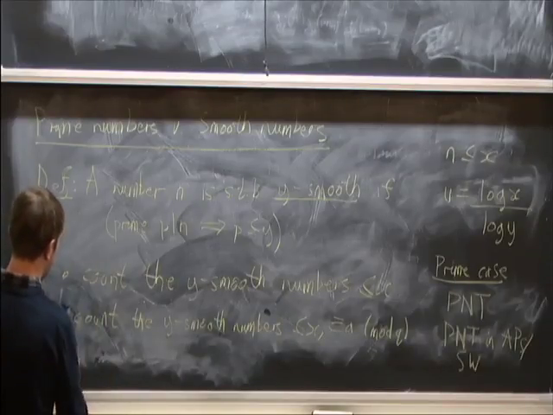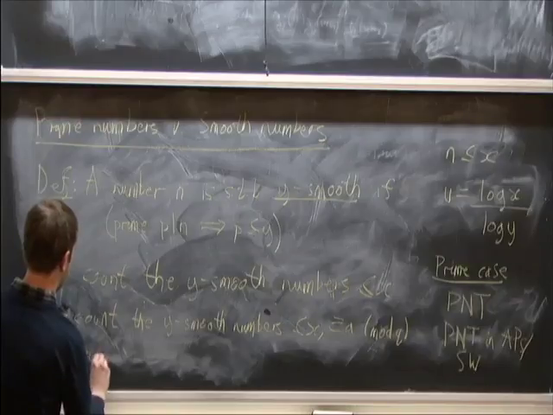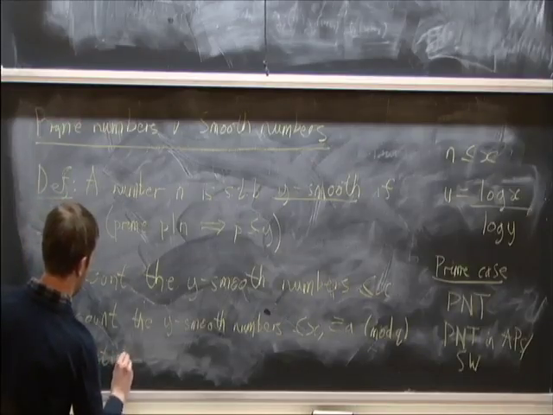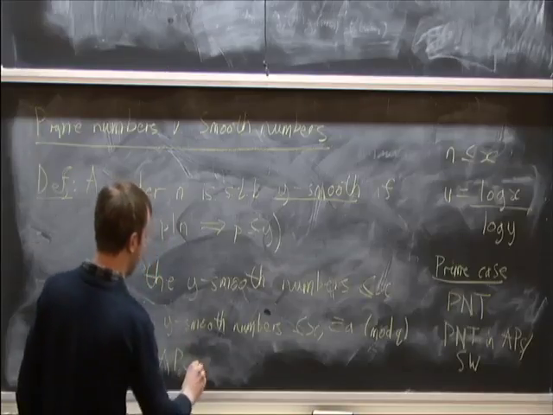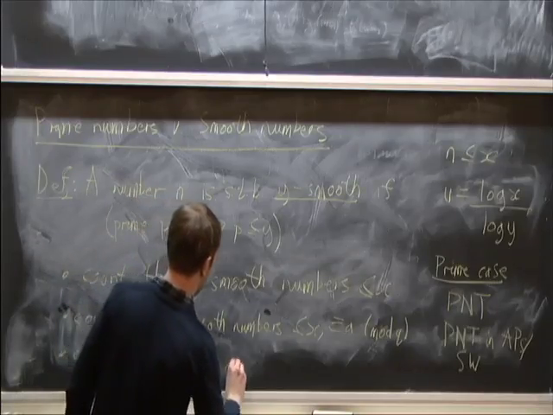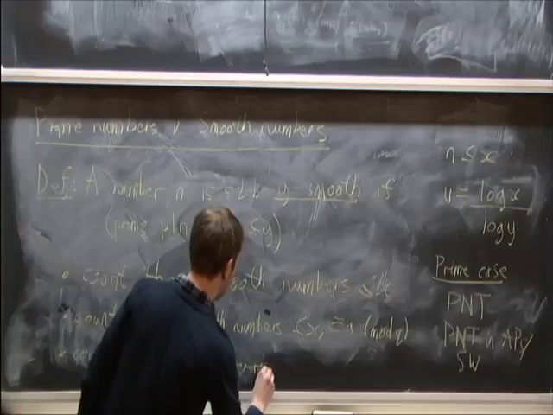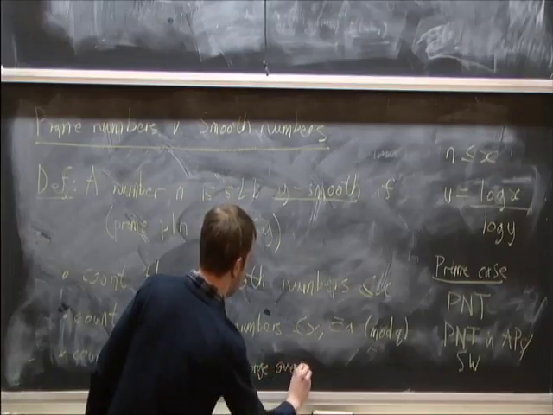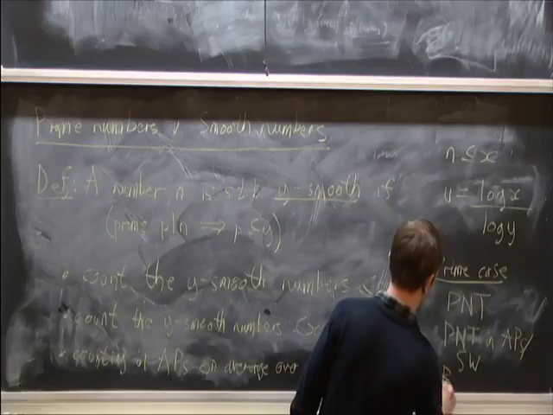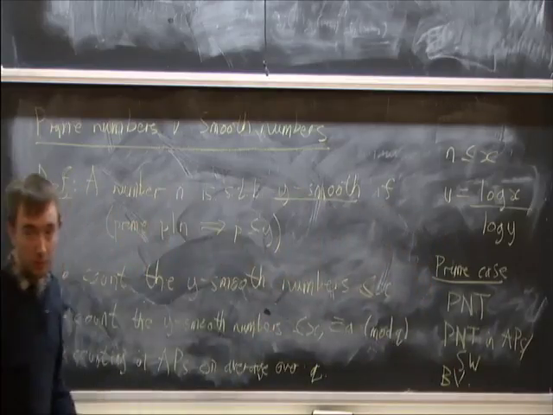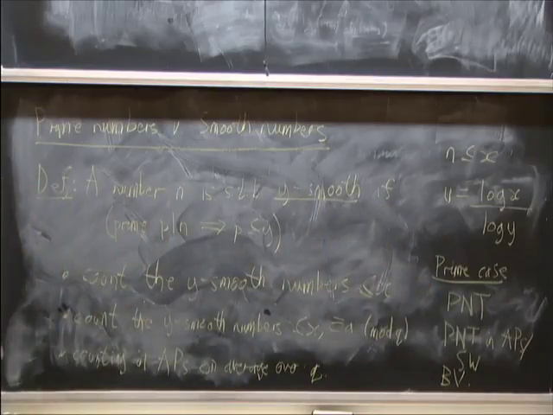And then once we can do this, I want to talk about counting in APs on average over q. In the prime case, this is the Bombieri-Vinogradov theorem. And so the new result, which I'll get to towards the end of the talk, is a Bombieri-Vinogradov type result for smooth numbers.